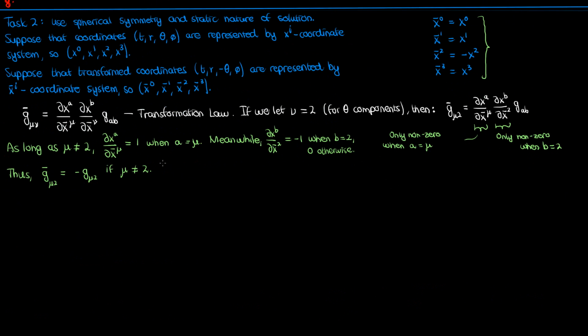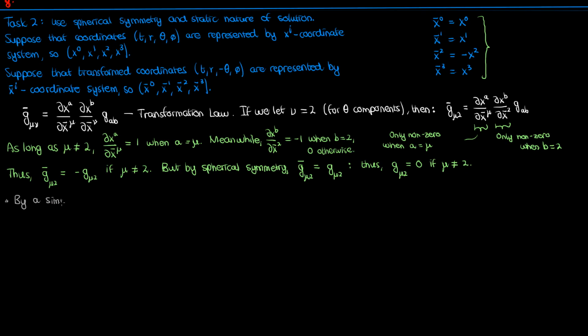But this coordinate transformation, where we just flipped one of the angles, shouldn't actually change that metric tensor component. The metric tensor at the flipped angle should still be the same because of spherical symmetry, so this mu2 component is the same between coordinate transformations, but it's also negative between coordinate transformations, so the only possibility is that this metric tensor component, the g sub mu2, is 0 if mu is not equal to 2.